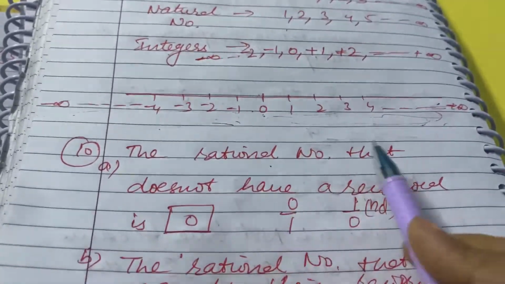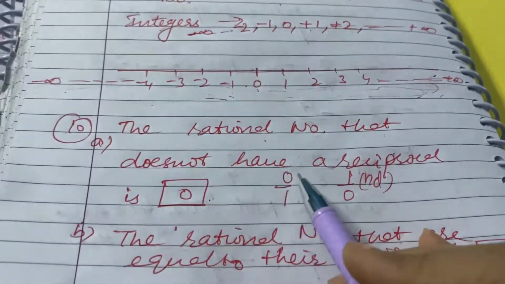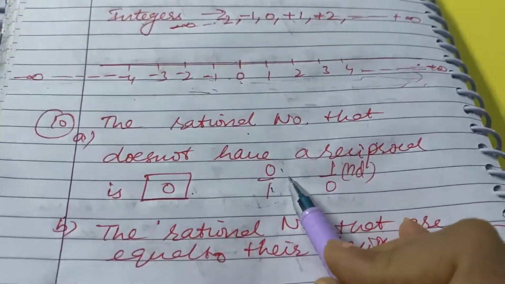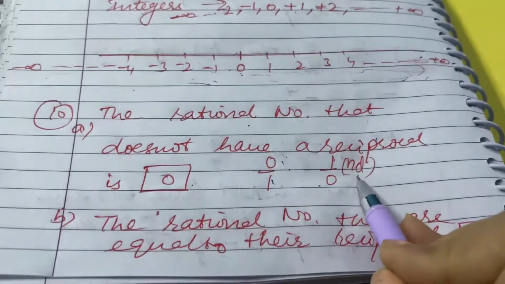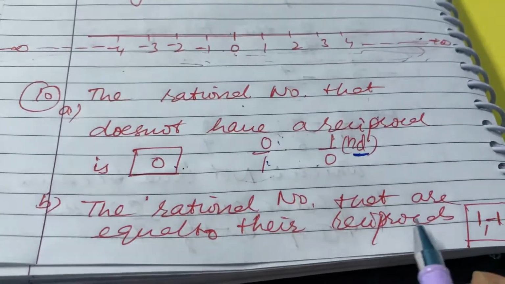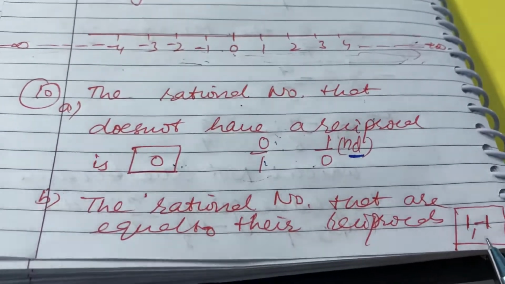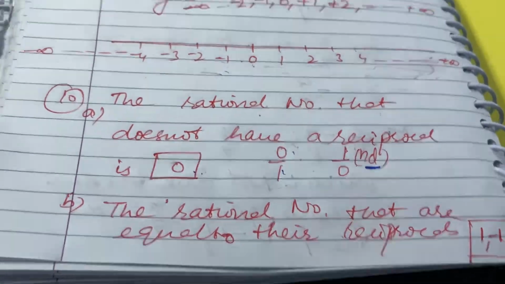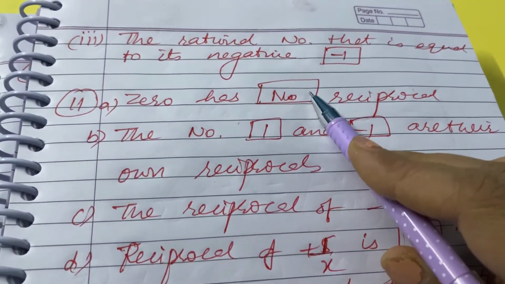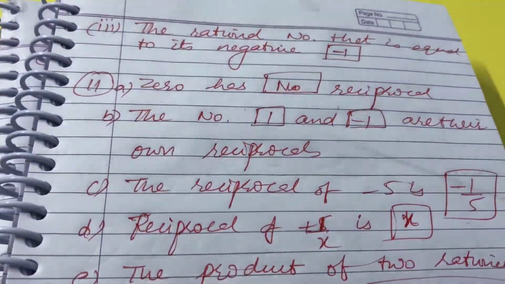The rational number that doesn't have a reciprocal is 0. Why? Because if we write 0, it can be written as 0 by 1, so the reciprocal would be 1 by 0, which is not defined. The rational numbers that are equal to their reciprocals are 1 and minus 1, because the reciprocal of 1 is 1 and the reciprocal of minus 1 is again minus 1. The rational number that is equal to its negative is 0.